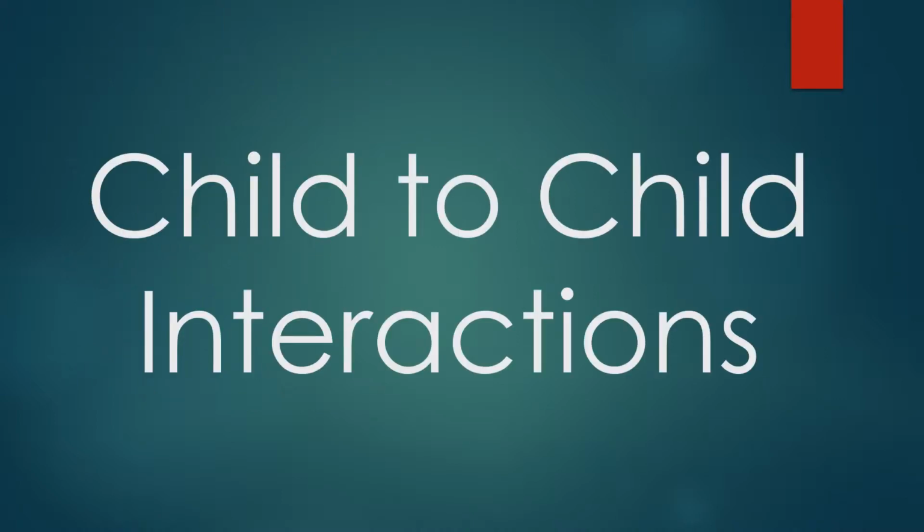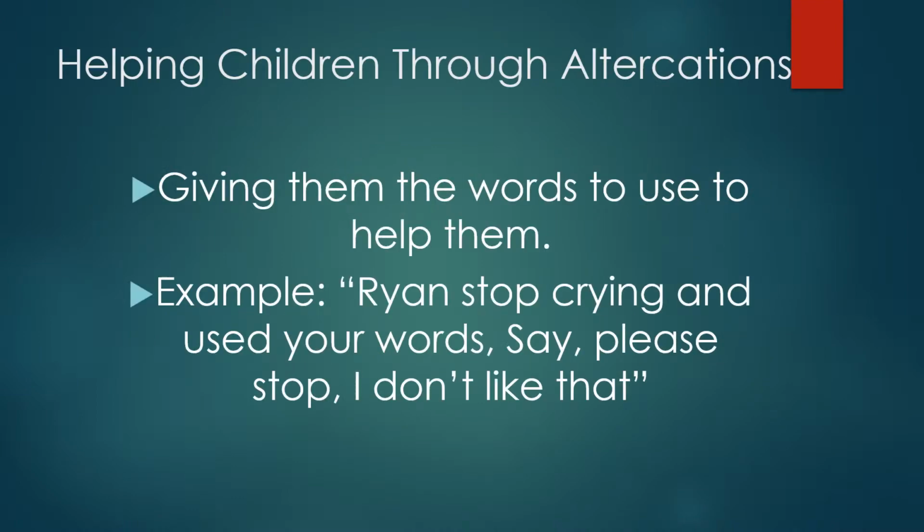First, we will discuss child-to-child interactions. One way to foster good language development is helping children through altercations. The educator is able to supply the child with the correct words to help them get their point across. For example, after consoling the child, you can say, "Ryan, stop crying. Use your words. Please say, I don't like that. Please stop."